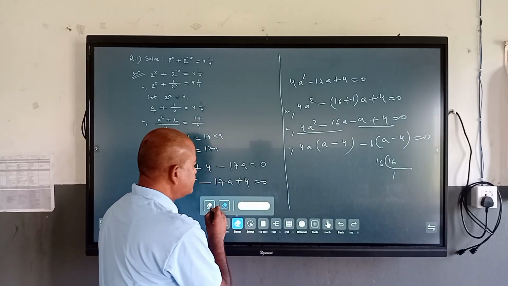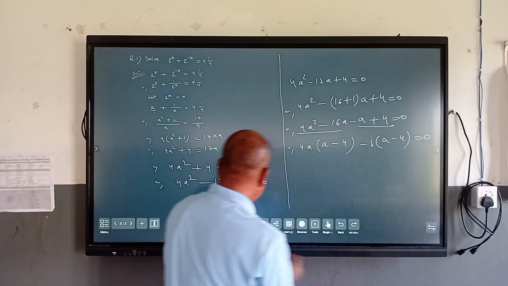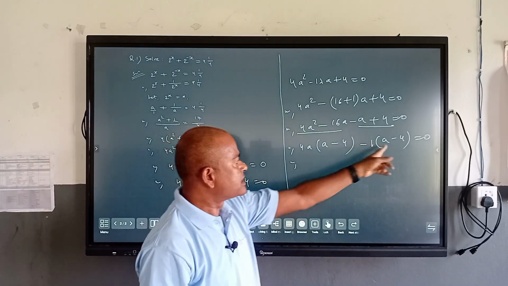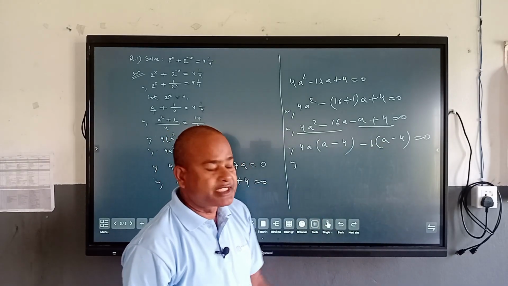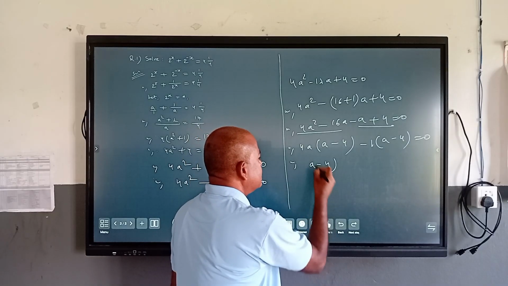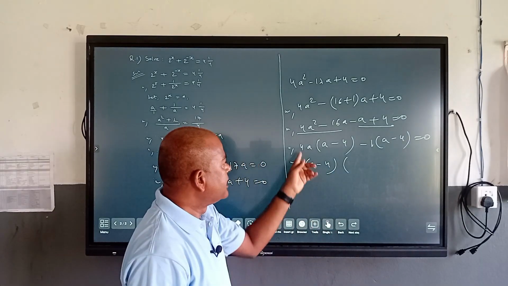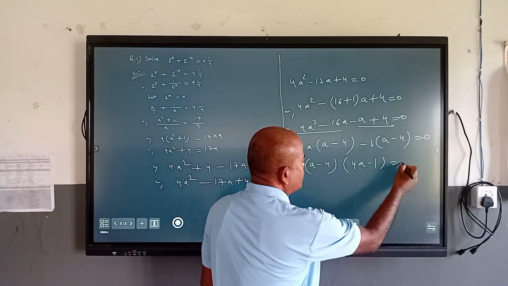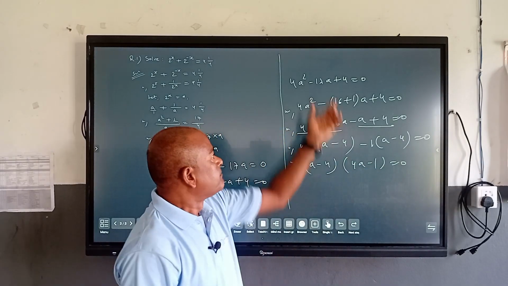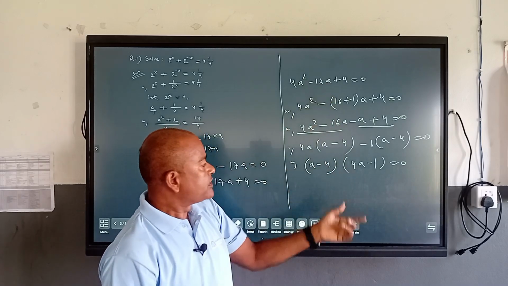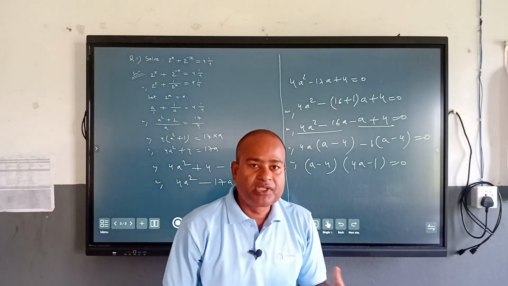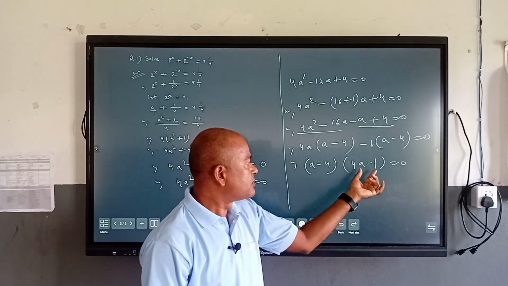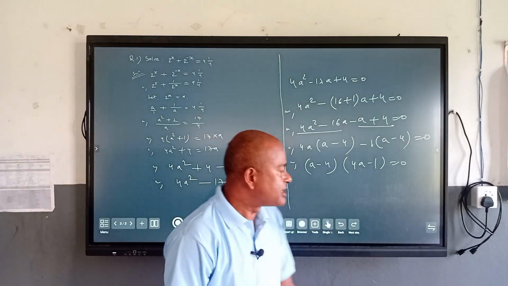Dear students, now let's take the common factor a minus 4 from the first part and the second part. If we take the common factor a minus 4, then the remaining factor will be 4a minus 1 equals to 0. So after factorizing the quadratic equation 4a square minus 17a plus 4 equals to 0, we have got two linear factors. The first is a minus 4 and the second one is 4a minus 1.